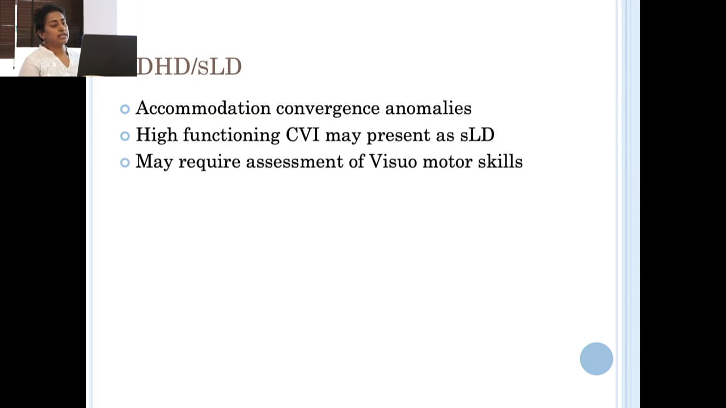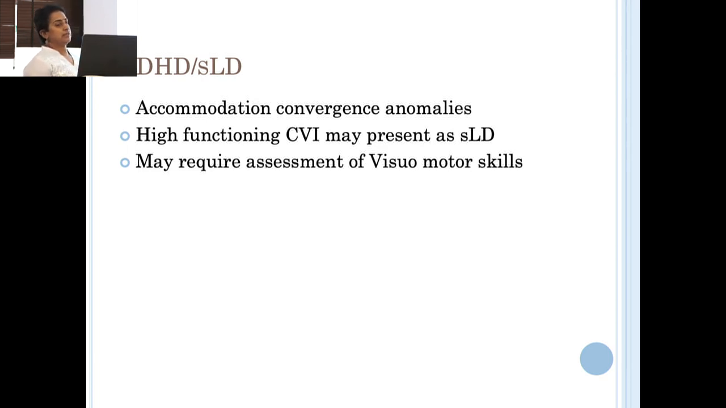In ADHD and specific learning disabilities, they may be associated with accommodation convergence anomalies, and some specific learning disabilities may be a presentation of high functioning CVI. So when you speak of high functioning CVI: in cerebral visual impairment, children may be associated with other motor disabilities. So they have a low function. Low function cerebral visual impairment means their visual processing is on the lower side.